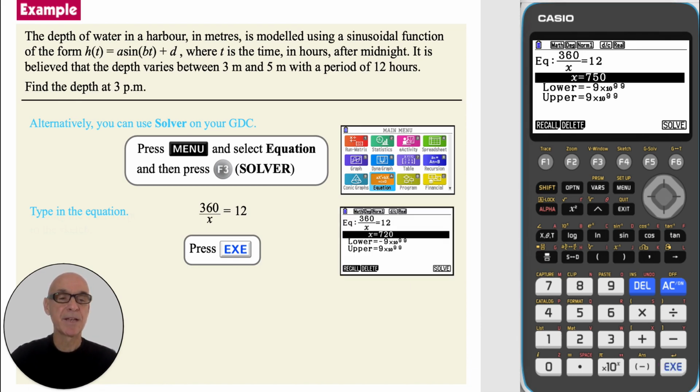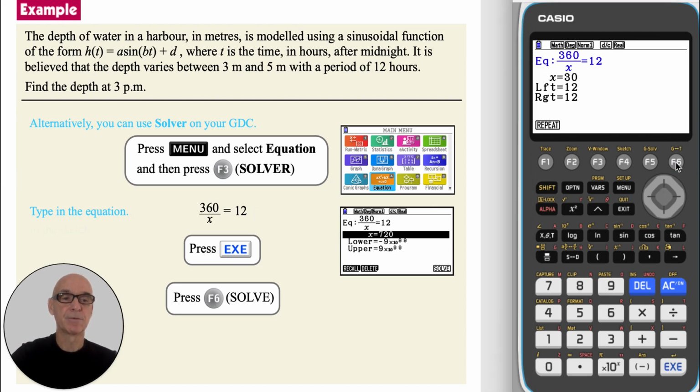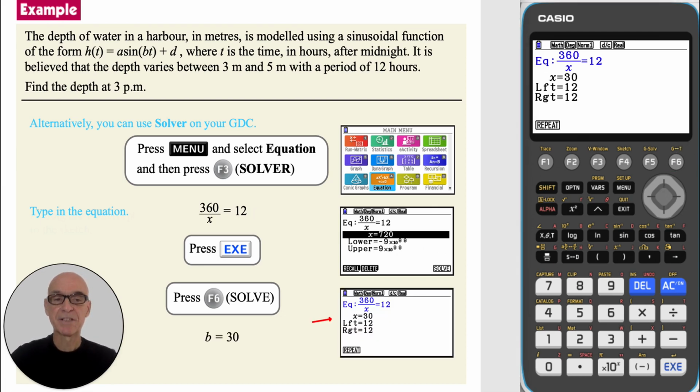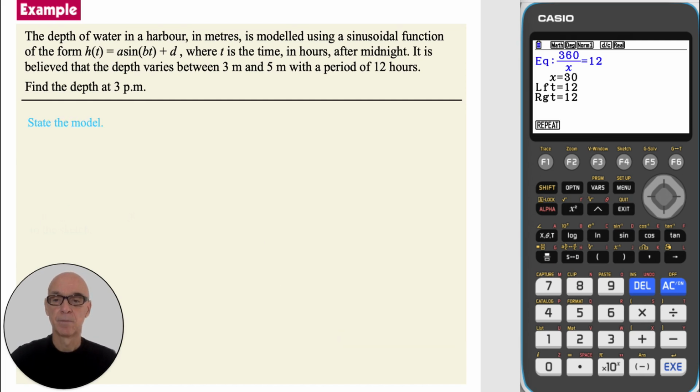Note that the value next to x is not the solution as we haven't pressed Solve yet. Press F6 to solve the equation, writing down the value of x, which represents b in our case. So as before, b is equal to 30.